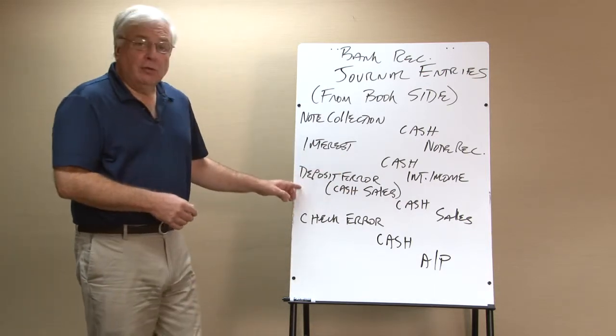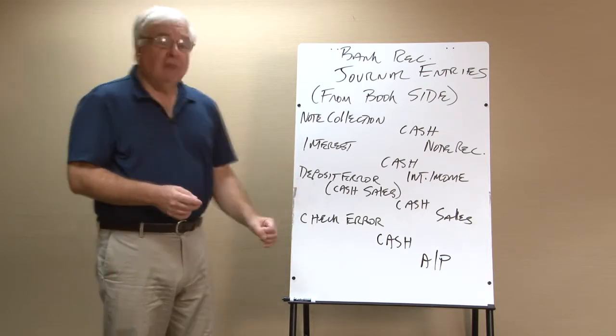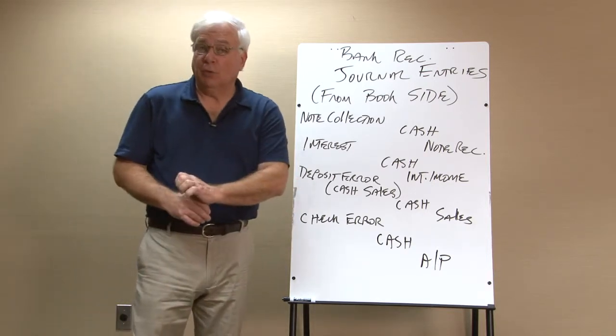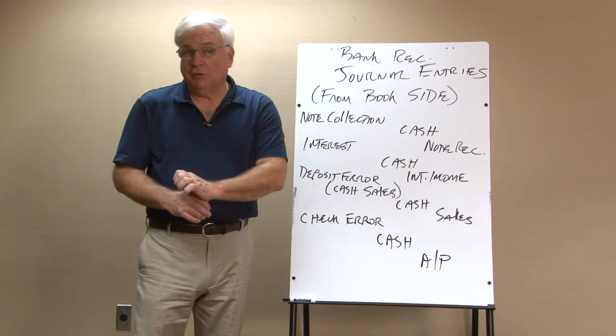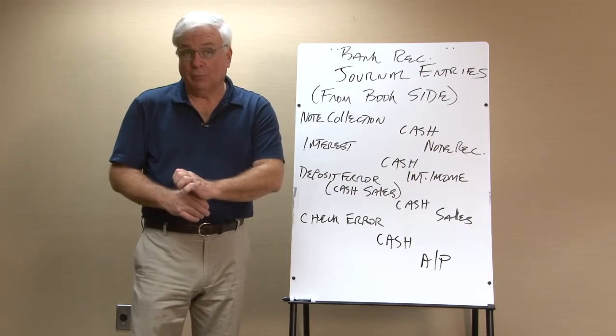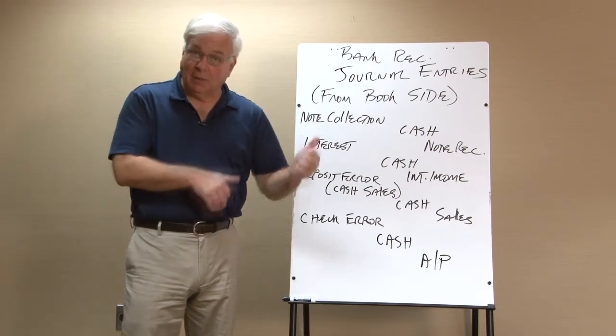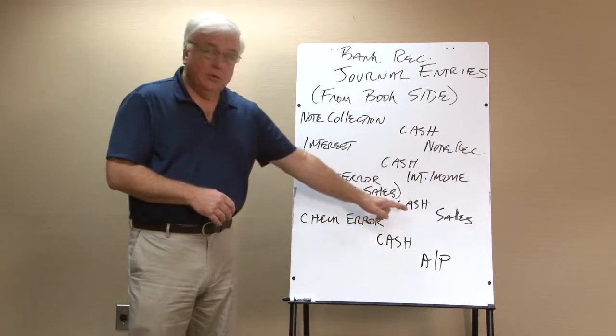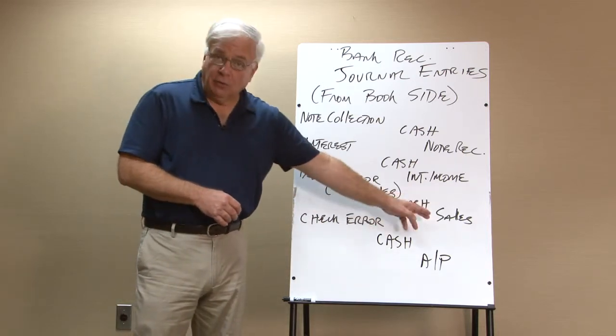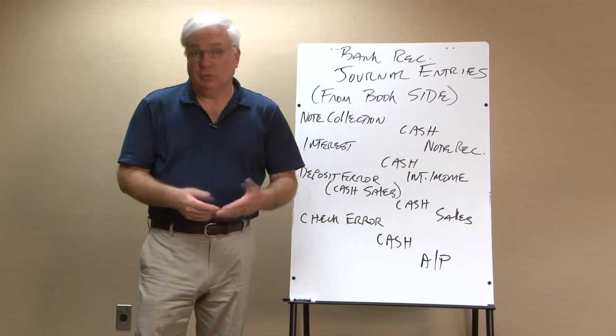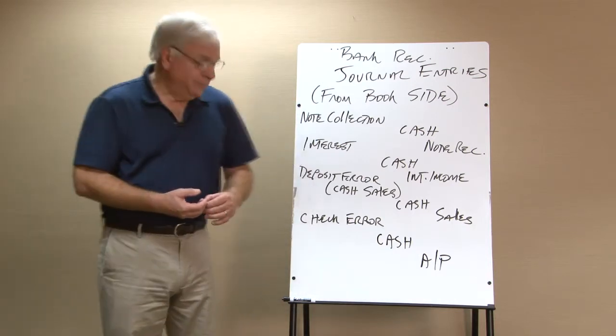Now, deposit error, remember, I might have not put enough into my book account. The amount that went into the bank might actually have been larger than what I put in. In a case like that, I got to make my book cash go up. So I'm going to debit cash, and then credit will go to sales if it came from a cash sale, which chances are that was the origin of it.